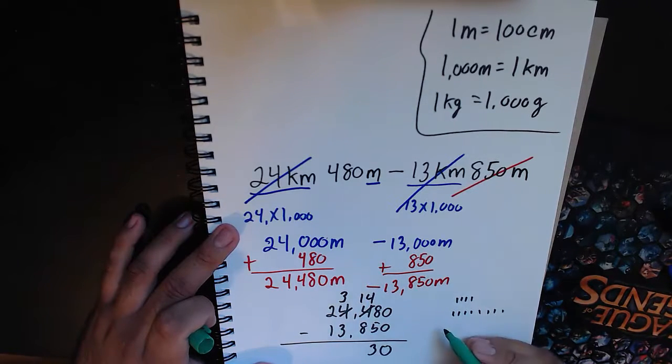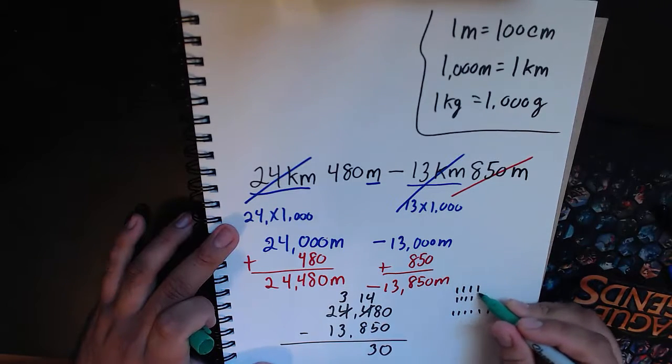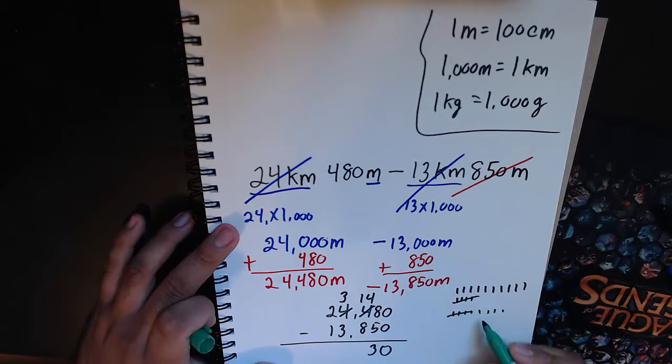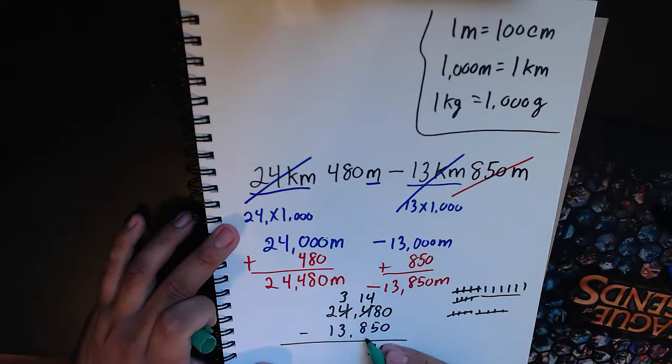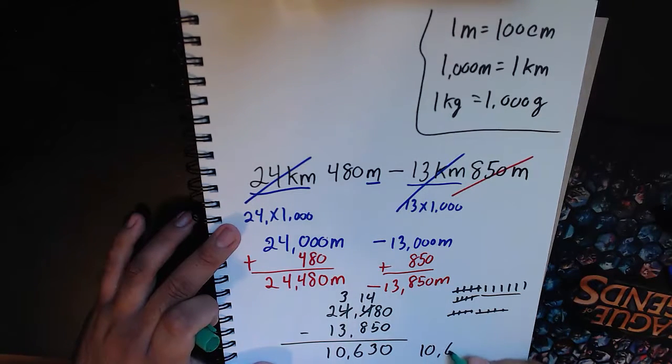14 take away 8. Well, now we have 14. So right here we have our 4. Then I'm going to add 10, take away these 4, take away these 4. Now I take away these 4, take away these 4, and I have 6 left. So 14 take away 8 is going to give me 6. 3 take away 3 is 0. 2 take away 1 is 1. So my answer is 10,630 meters.